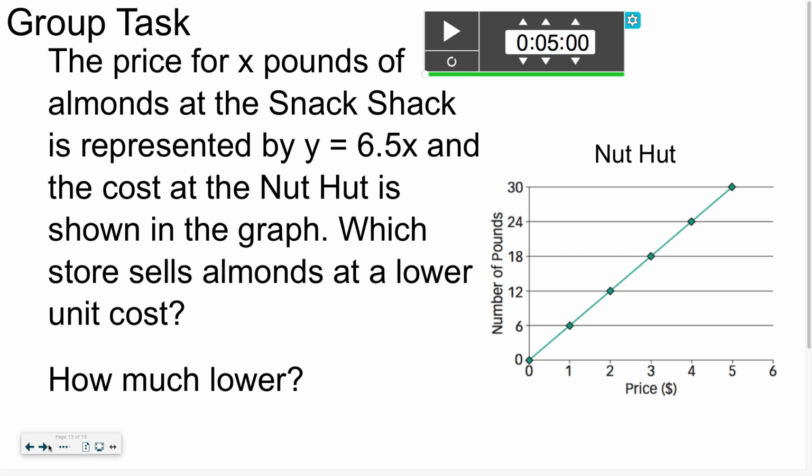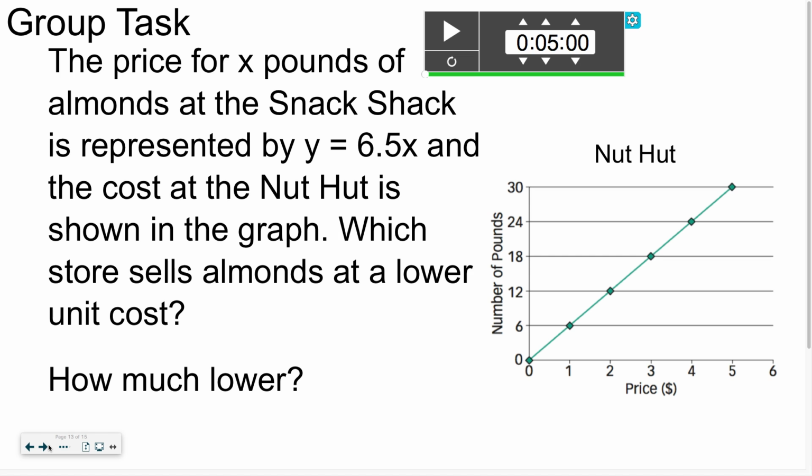Okay, so now in your groups, we're going to take a look at this scenario. It says the price for x pounds of almonds at the Snack Shack is represented by y equals 6.5x, and the cost at the Nut Hut is shown on the graph. Which store sells almonds at a lower unit cost, and how much lower? We do not make up the names of these stores. They're provided.